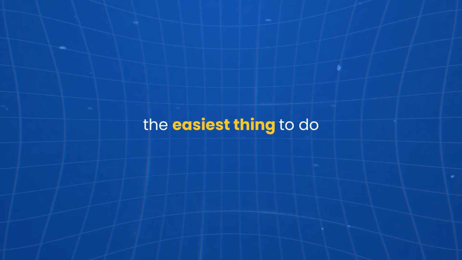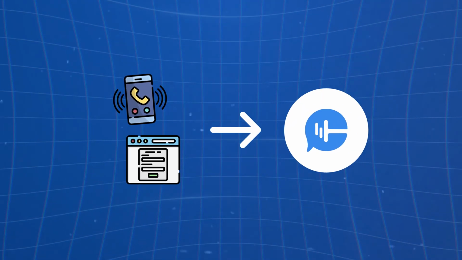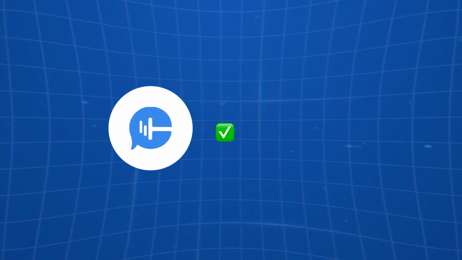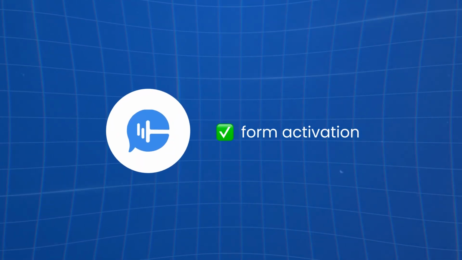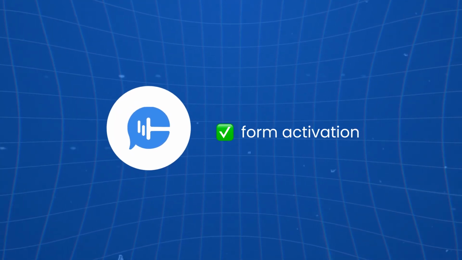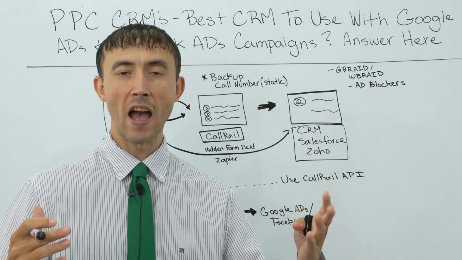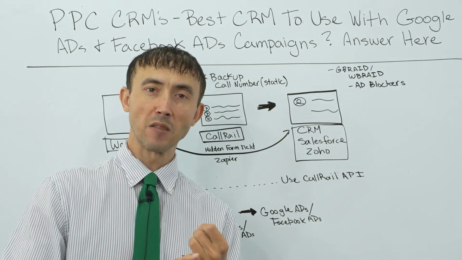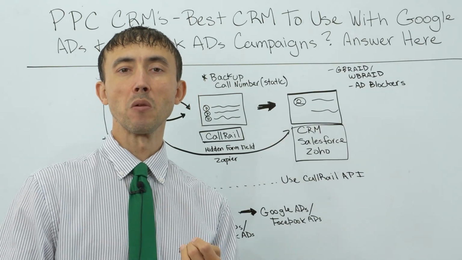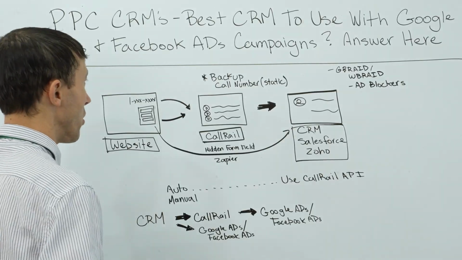The easiest thing to do is to send both your form data and your phone call data to your CallRail account, because with CallRail you can do form activation. Every single form submission on your entire website is going to be picked up by CallRail and it's in there, and the call data is in there, and so all your leads are tracked. If you do text message marketing, that can also show up in your CallRail account and you can track those as well. It's all in one place, ultimately.